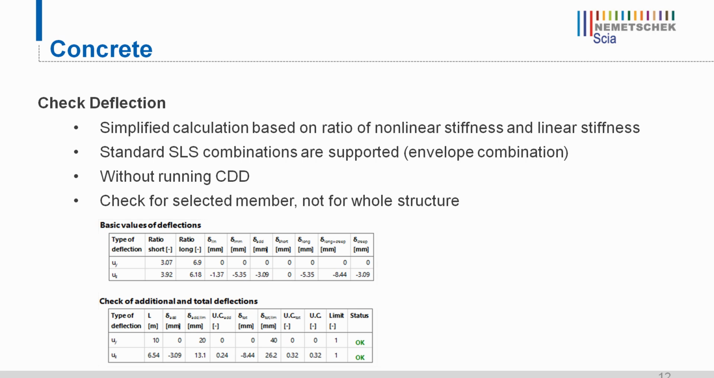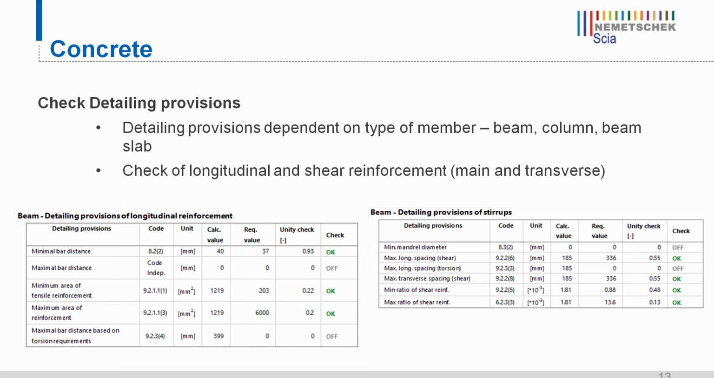Next you have the simple check for deflection based on the calculation of stiffness ratio without the necessity to calculate code-dependent deflections. The check can be done for a selected member, not for the whole structure. Then at last you have the check for the detailing provisions. It depends on the type of the member, and the check can be done for longitudinal and shear reinforcement.